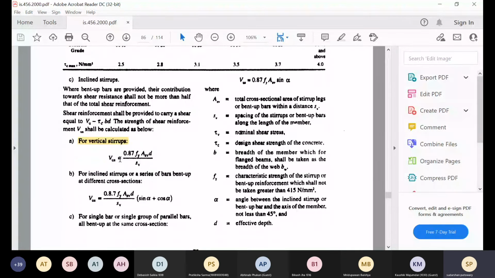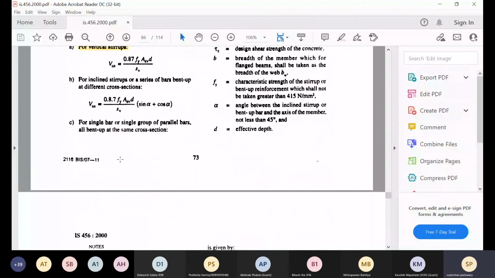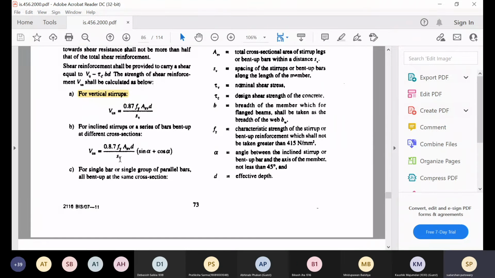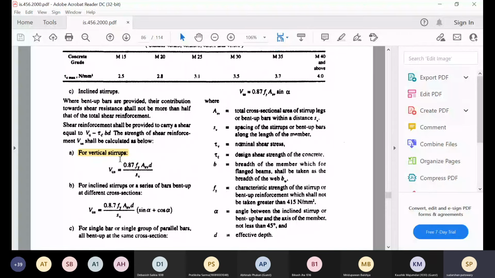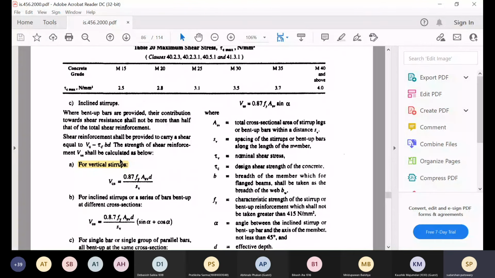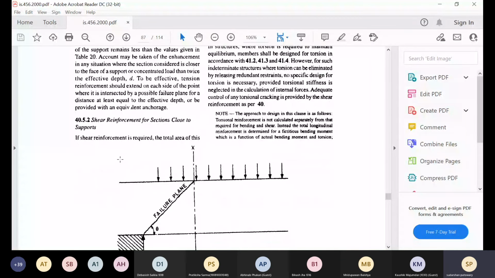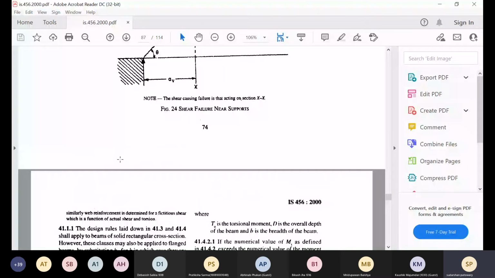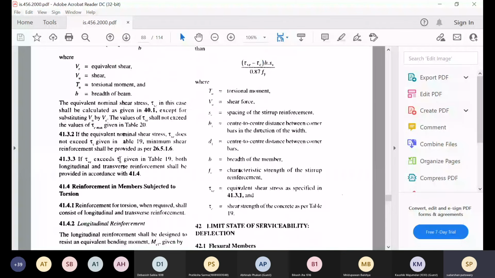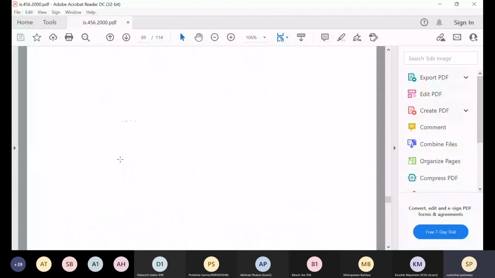Just wait. sv is the spacing of the stirrups. For this spacing, two other conditions are also there, one is 0.75d and one is 300 mm. The least of these three you have to take as the stirrup spacing. See this expression we just derived, tau V minus tau C times b sv by 0.87 fy.